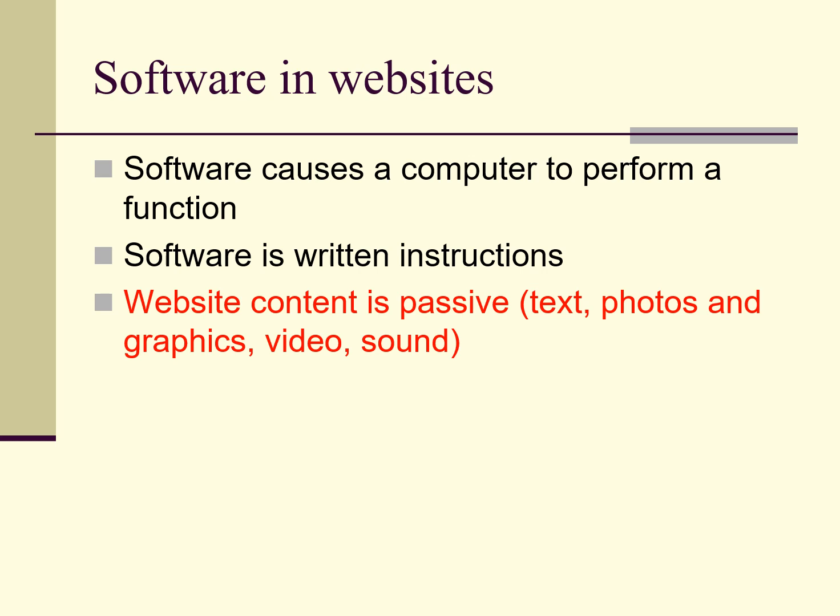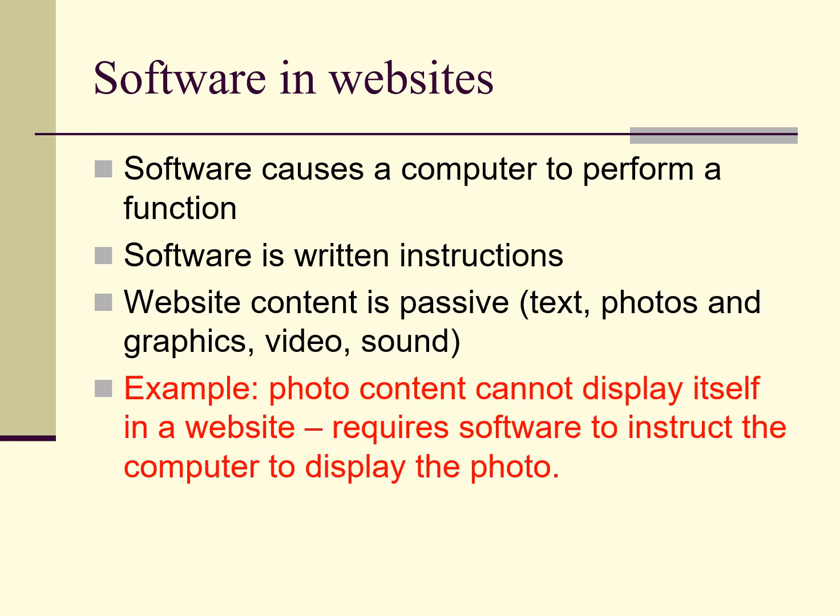When content is displayed in a website, it is the website software that sends an instruction to the computer to display the content. Content has no power to initiate its own display in the website. For example, a photograph cannot display itself in a website. It is the website software that must send an instruction to the computer to display the photograph.